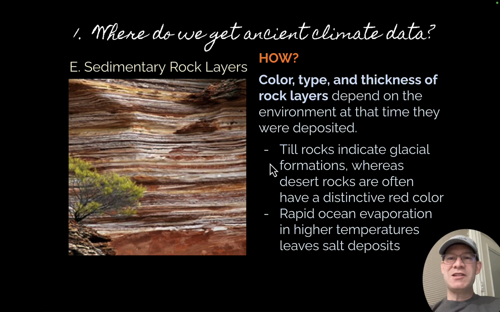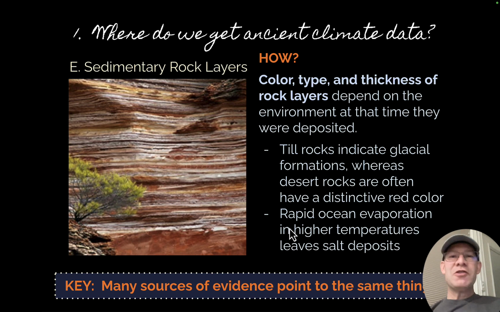So till rocks indicate glacial formations, where the glaciers come down and break off pieces of the rock below them. So then you'll know where the glaciers were. Or desert rocks often have a distinctive red color. If you've been to the American Southwest, you'll see that. Rapid ocean evaporation and higher temperatures leave salt deposits. And so you can tell kind of what was going on based on what type of rock you have and what the layers look like.